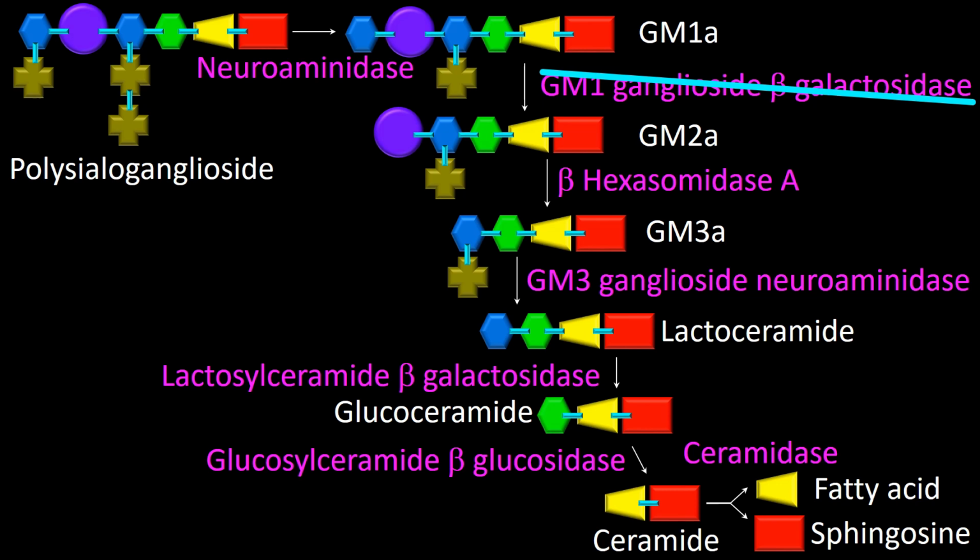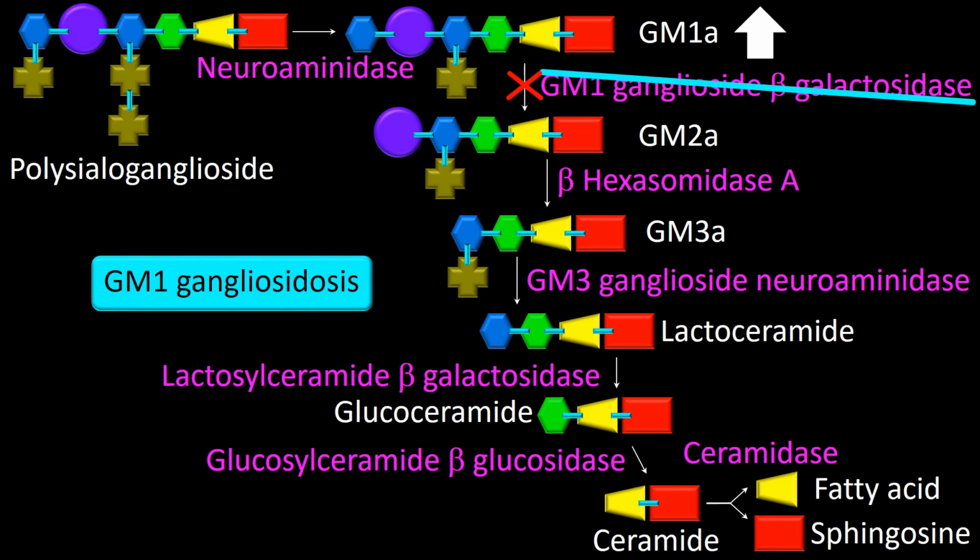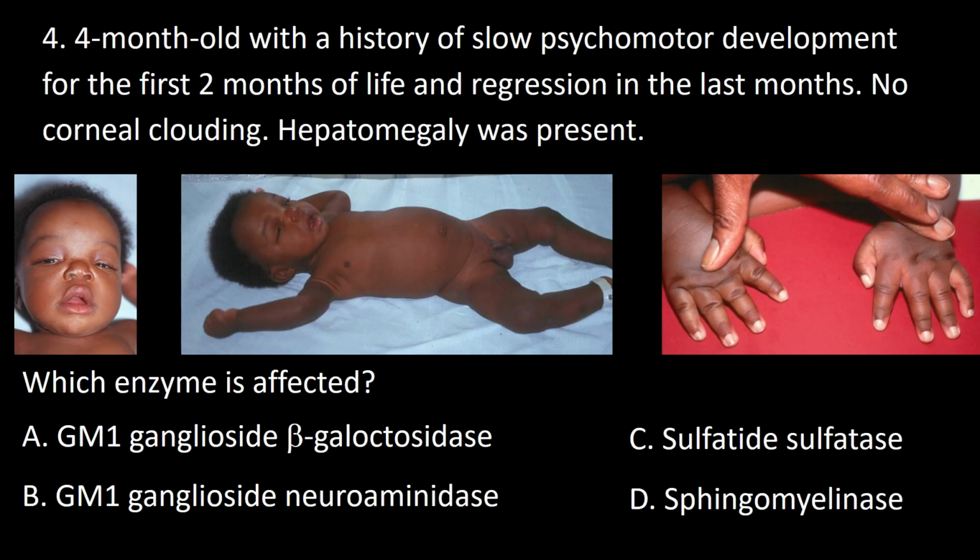When GM1 ganglioside beta galactosidase is missing or rendered dysfunctional because of GM2 activator protein, a protein that activates GM1 despite being called GM2, is missing, or because saposin B, usually referred to as SAP-B, a protein that protects GM1 ganglioside beta galactosidase, is missing, a block will occur and GM1 will increase and accumulate, producing GM1 gangliosidosis. So the answer to this question is A.